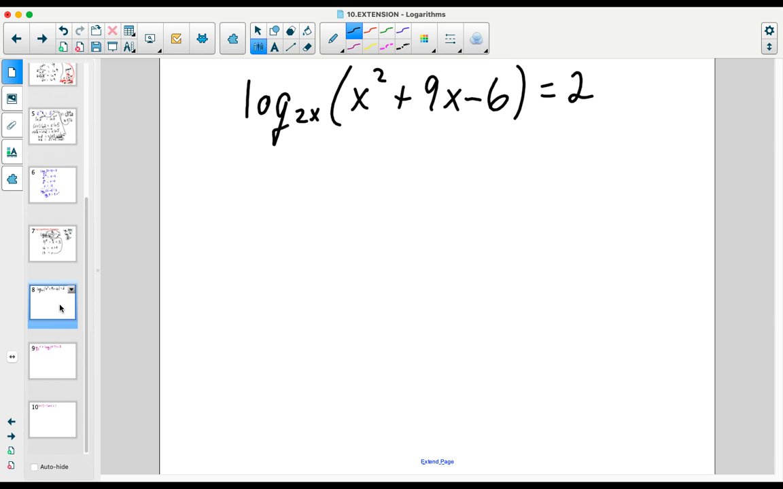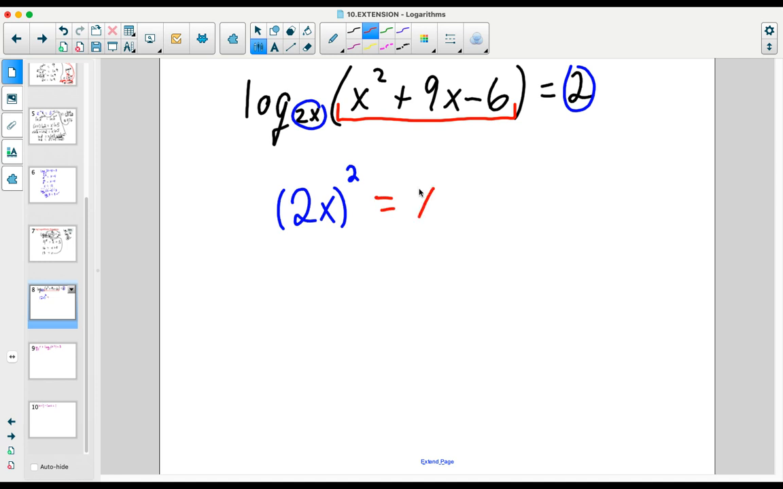Similar situation here with a slightly more complicated base and a slightly more complicated input of the logarithm, output of the exponential. So here's our base, and here's our exponent. So we'll say 2x, all of that to the power of 2, is equal to that expression that we previously were attempting to take the logarithm of, x squared plus 9x minus 6. The product 2x to the power of 2 is really just 4x squared is equal to x squared plus 9x minus 6.